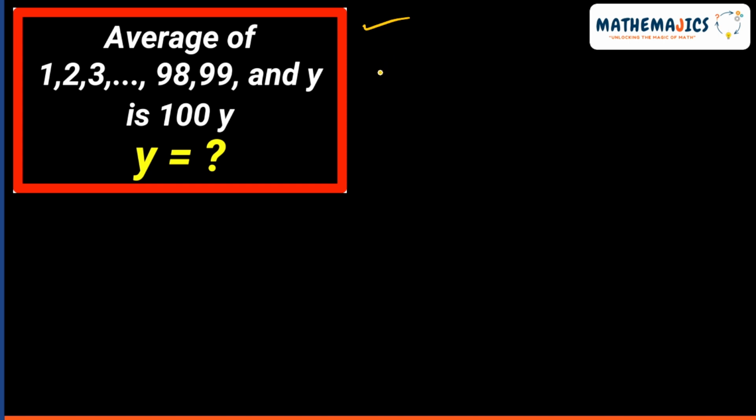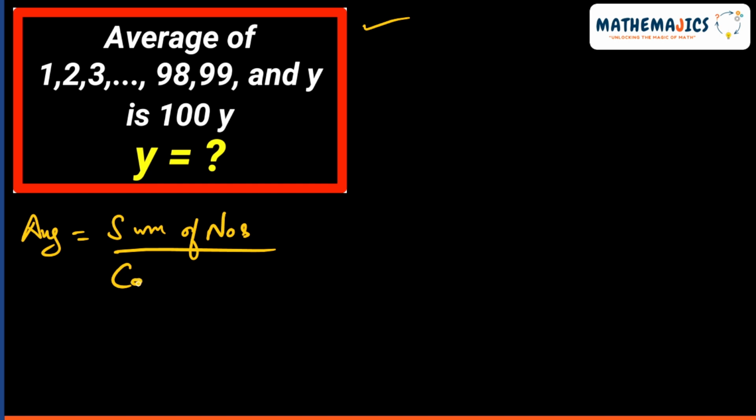The question is from average. Let's see how we can solve this. The formula of average is sum of numbers upon count of numbers. Now in this question, what is the count of numbers? 1 to 99 and y. That means there are total 100 numbers.